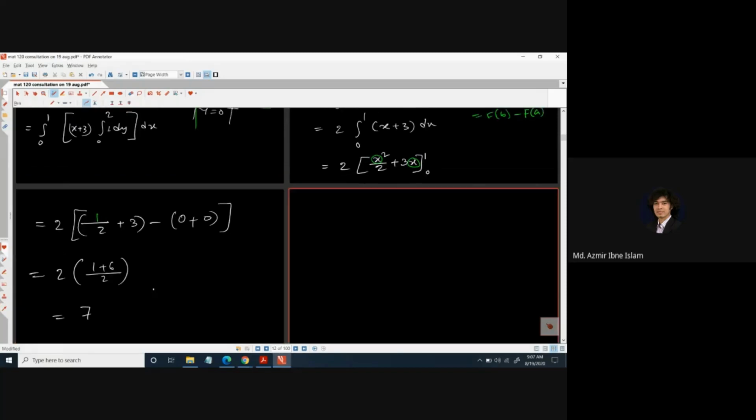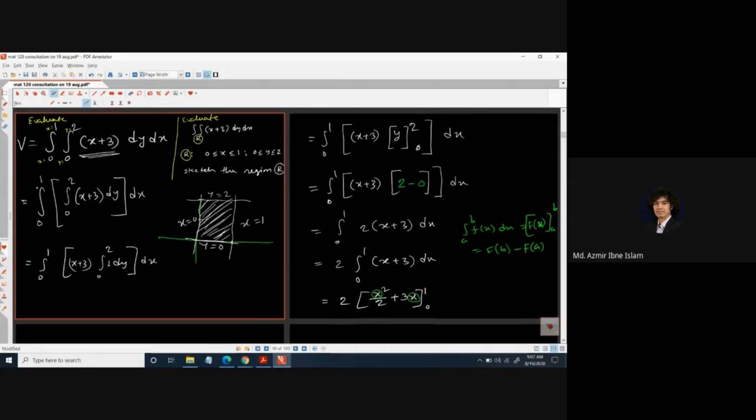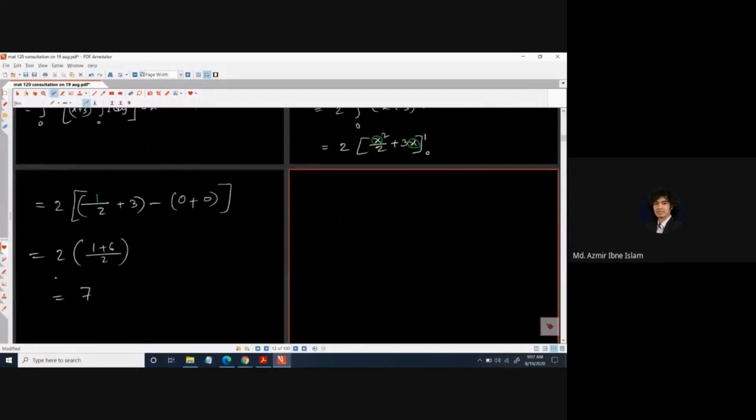So 7. The physical meaning is that the integral is giving us the value of the volume of a three-dimensional shape. We have found 7, so that means it is the volume, and volume is in meter cube, centimeter cube. So we can write unit cube. You don't need to write all these things, but for the applied part, these notations are used. Okay, have you got the idea?